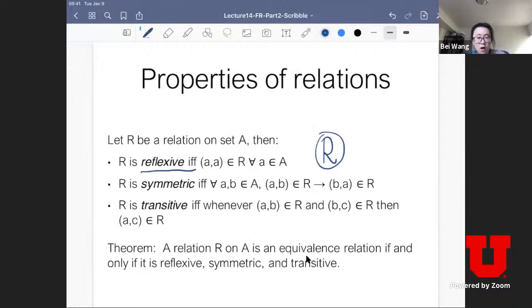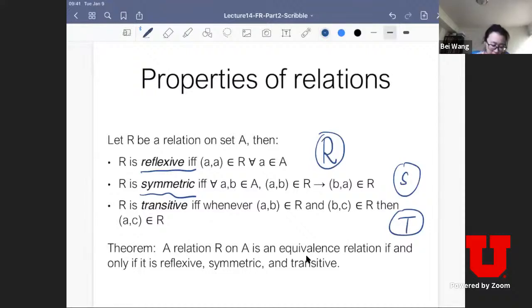Sometimes I use the letter R for abbreviation in this lecture. A relation is reflexive if (a, a) is in the relation for any a. It's symmetric if (a, b) in R implies (b, a) in R. And transitive if whenever (a, b) is in R and (b, c) is in R, then (a, c) is in R.